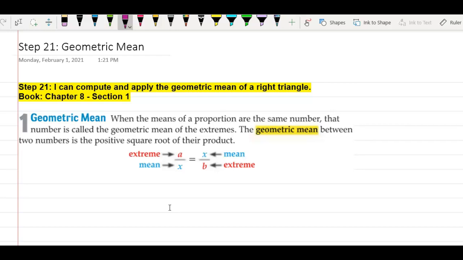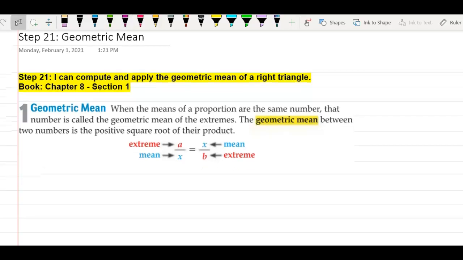So this topic is actually found paired with chapter 8, all of our congruency things. But we felt that it would be better to pair it with similarity because it talks about similar triangles and the ratios and things like that. So in step 21, we will compute and apply the geometric mean of a right triangle.